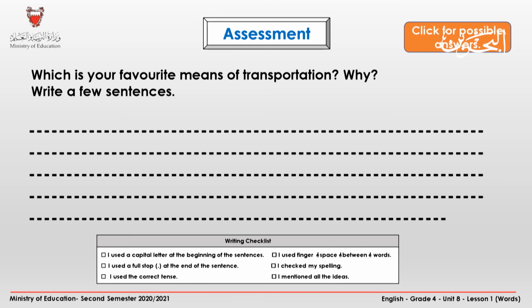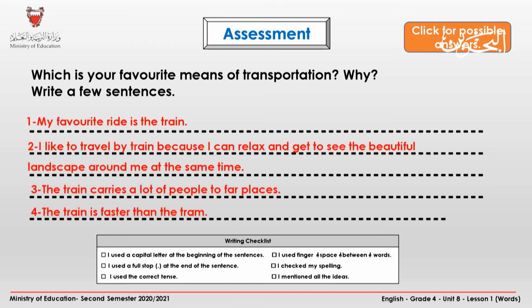And now click for possible answers. Number 1. My favorite ride is the train. Number 2. I like to travel by train because I can relax and get to see the beautiful landscape around me at the same time. Number 3. The train carries a lot of people to far places. And number 4. The train is faster than the tram.